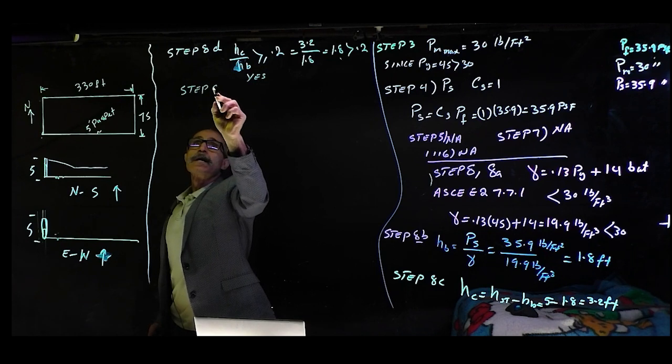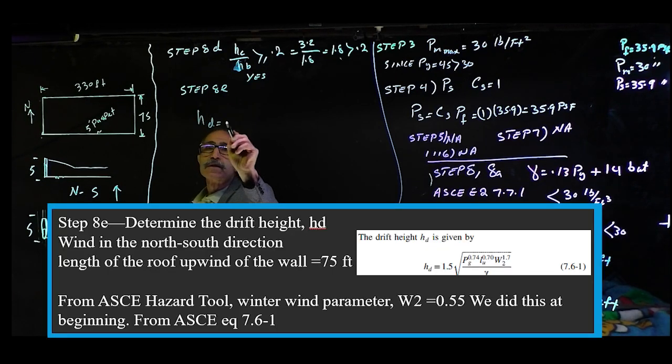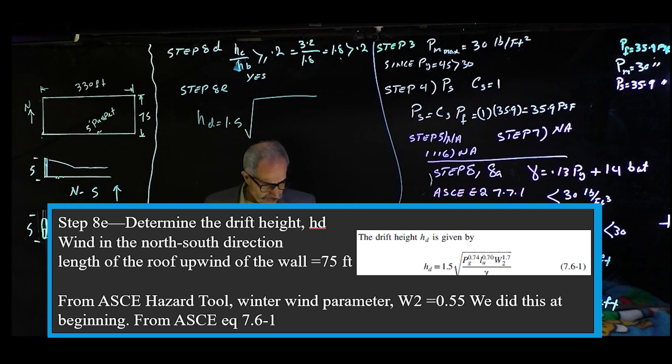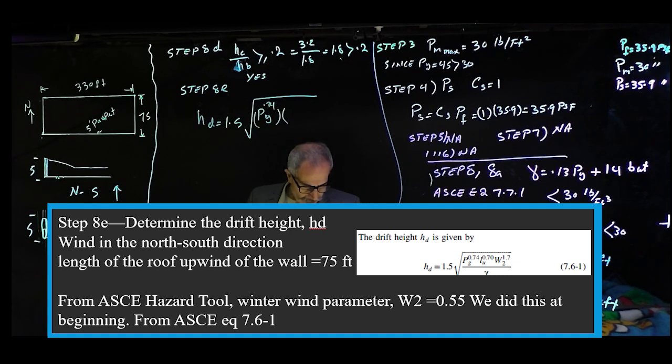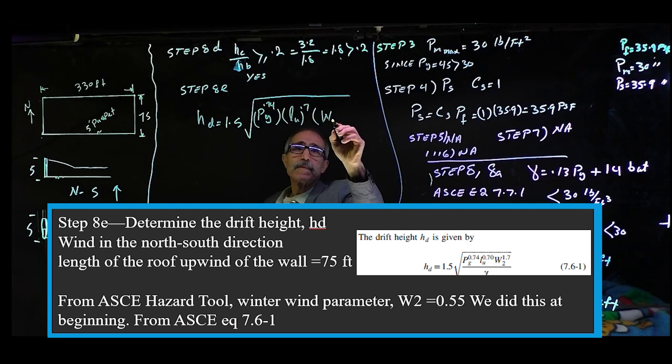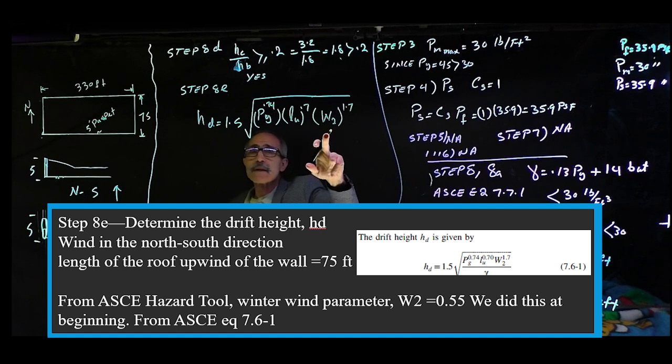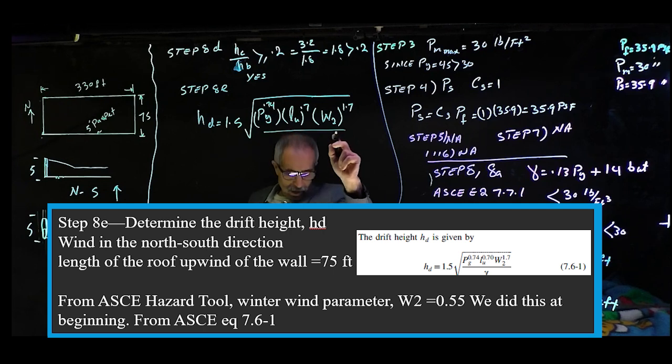Step 8E equation, HD is equal to 0.43 times the cube root of LU... to 1.5 times PG to the power 0.74, multiplied by LU to the power of 0.7, and then multiplied by W2 to the power 1.7. Remember at the beginning I said we need that number from the ASCE hazard website, and we already have it. So this is divided by gamma, and everything is under the root. So let's go ahead.